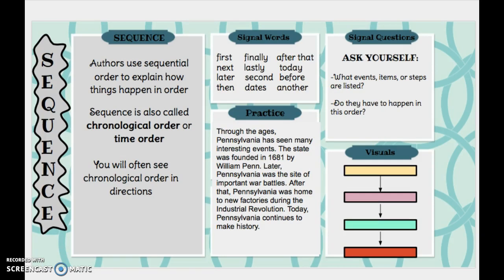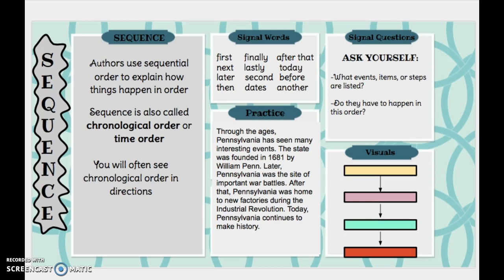Sequencing, or chronological order, is also a very popular text structure or pattern of organization. With this, authors are going to use sequential order to explain how things happen. They're always going to start from beginning to end, so they're going to go chronologically. You often see this type of format when you're talking about directions, especially with recipes or instructions of any type. Okay, I think this one's very easy to pick out. You have very obvious signal words, and also the questions you need to ask yourself are, what events, items, or steps are listed? Do they have to happen in this order? So that's what you need to ask yourself.